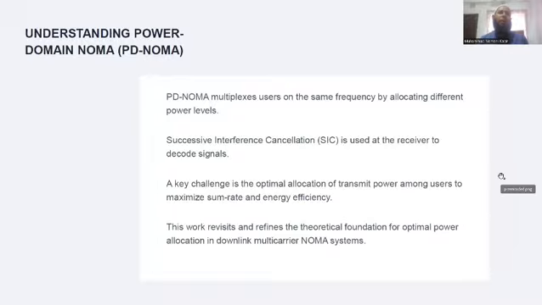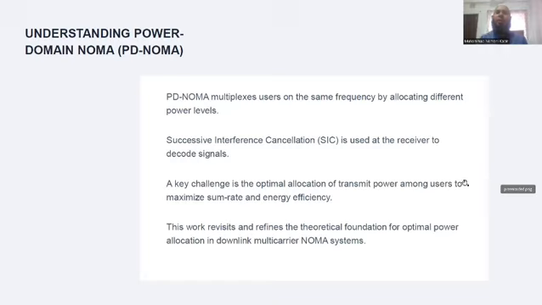So now I am trying to define the power domain NOMA. Power domain NOMA uses the same frequency band by allocating different power levels for multiple users. That means it multiplexes the users in the power domain. And one can use successive interference cancellation at the receiver side to decode or demultiplex the signals so that the signal will be useful for the receiver.